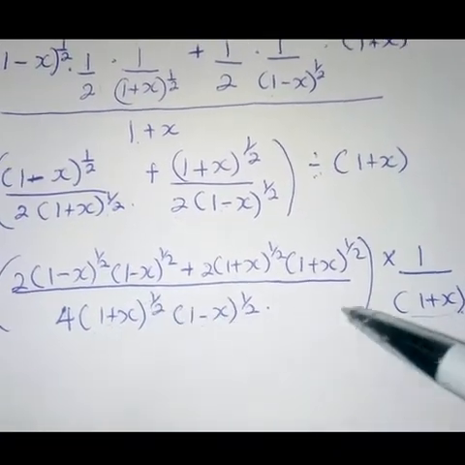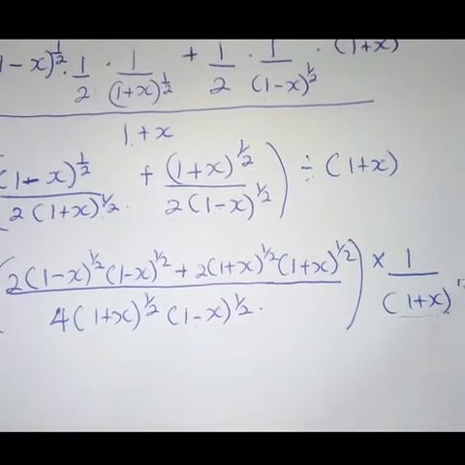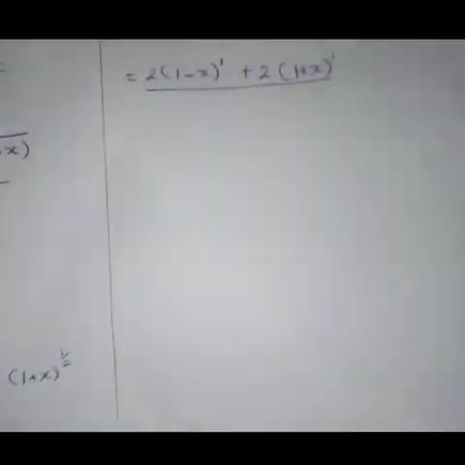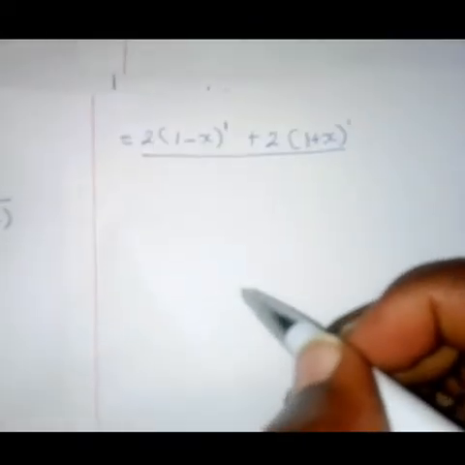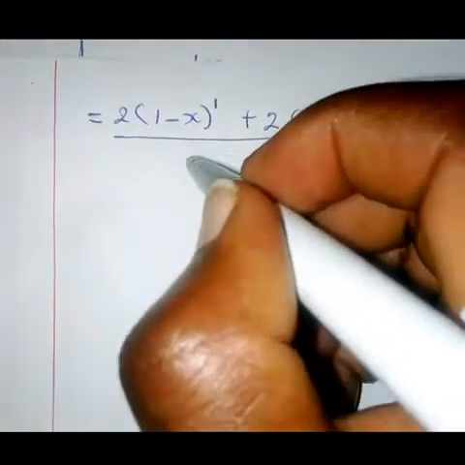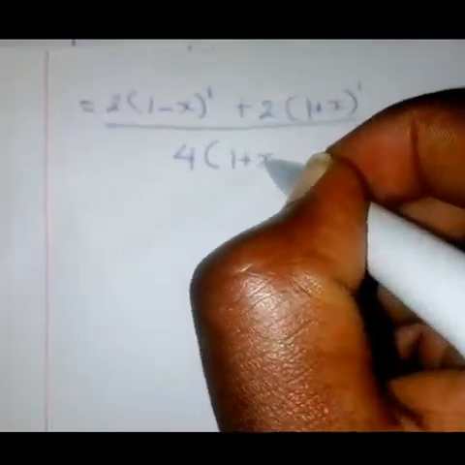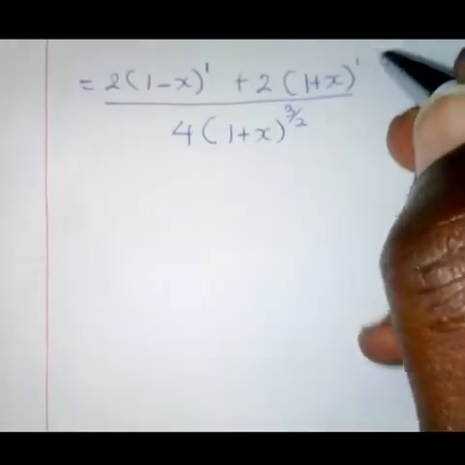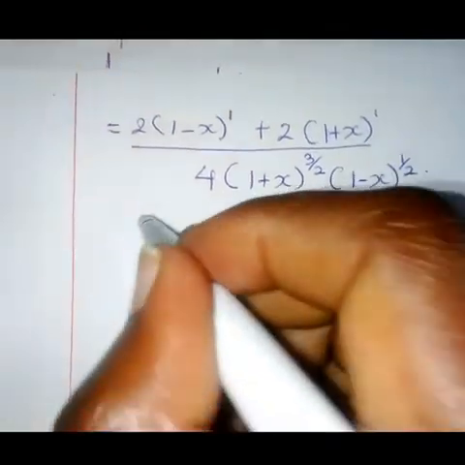So I'll have 1 half plus 1. Using your calculators there, you will get 3 over 2. So it's what I'm going to write here, and I say that this is 4. This is going to be 4 into 1 plus x to the power 3 out of 2, and again 1 minus x. This one has remained with the power a half.